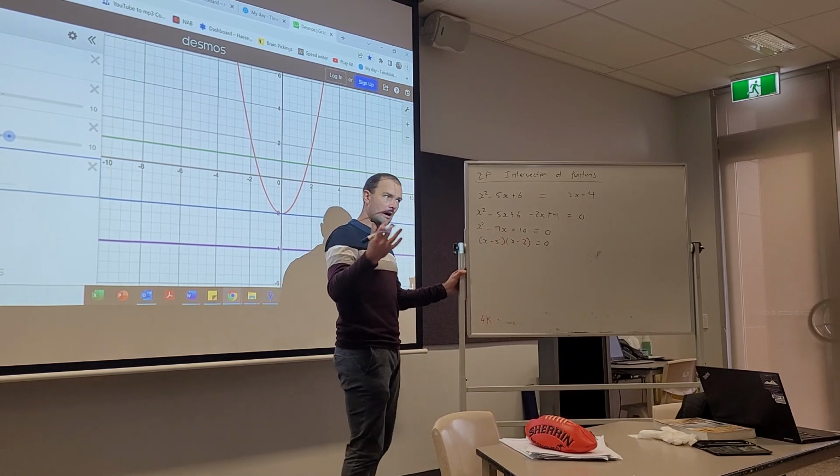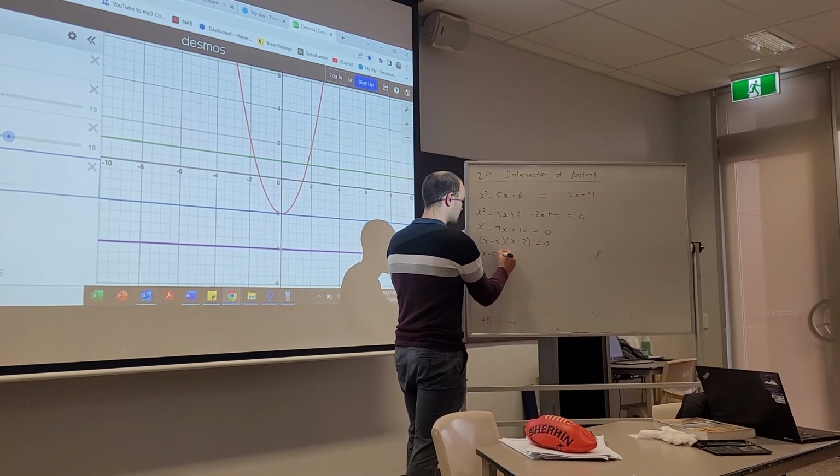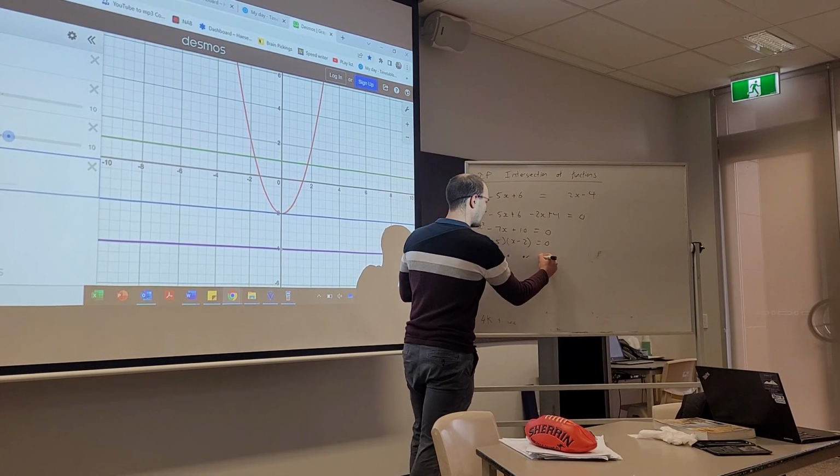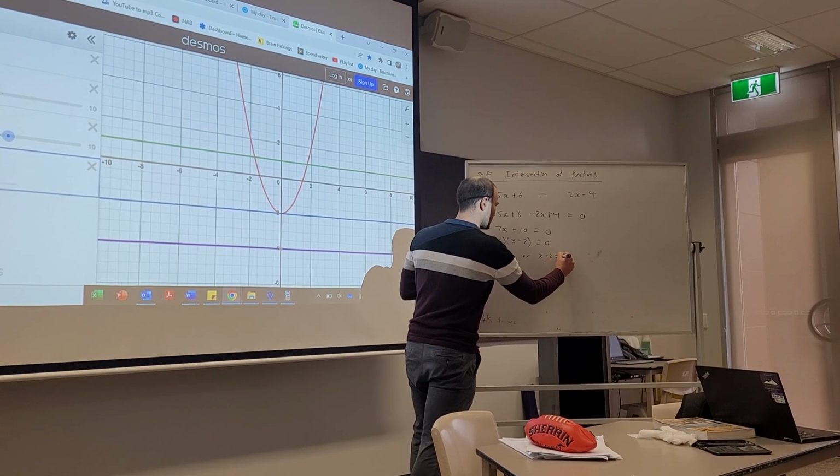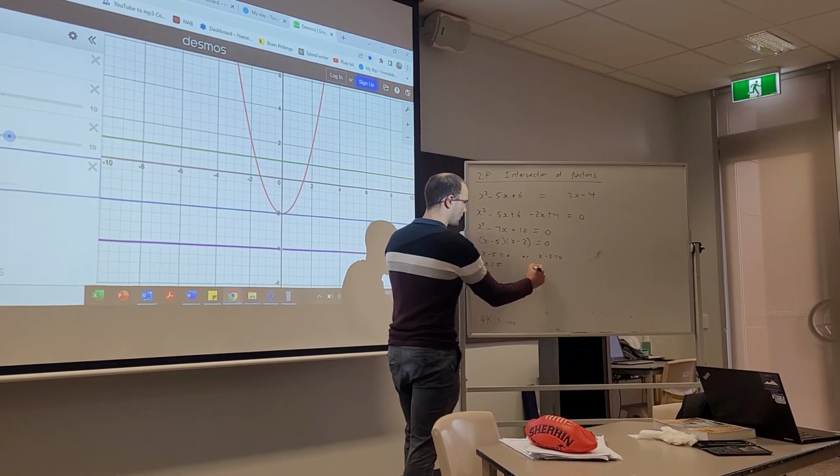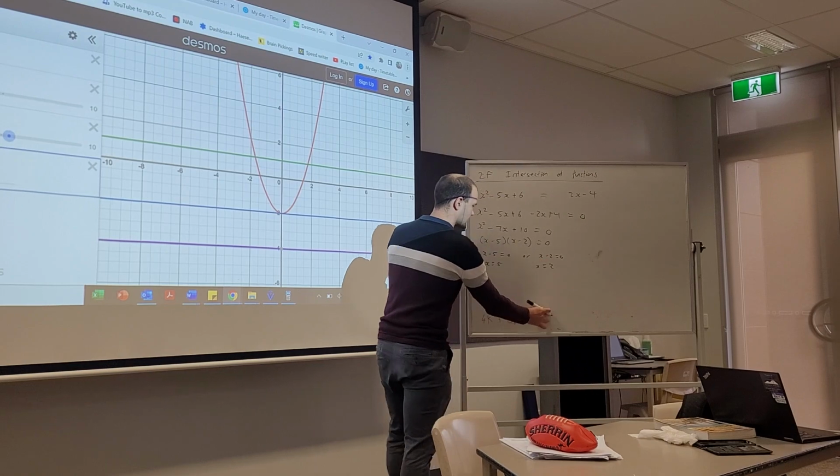So then we'll apply the null factor law, right? We have x take 5 is 0, or x take 2 is 0. This gives the solution x is 5, and this gives the solution x is 2.